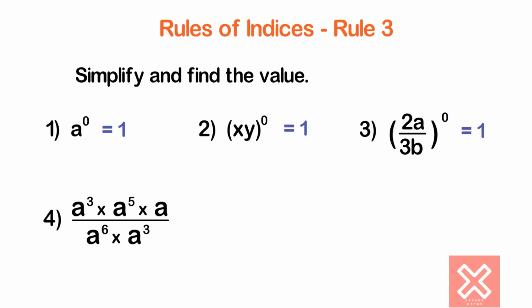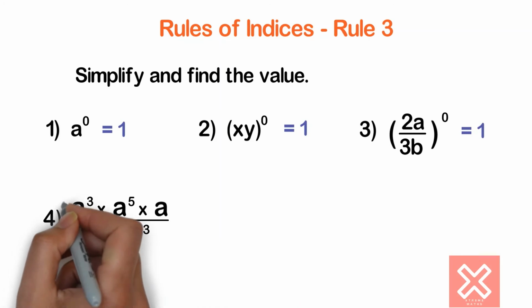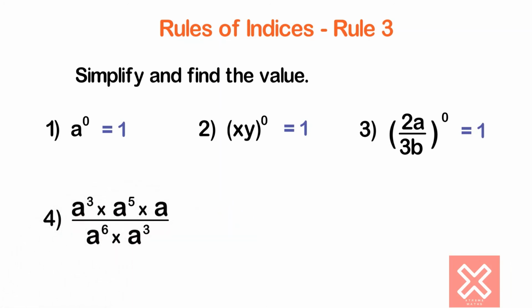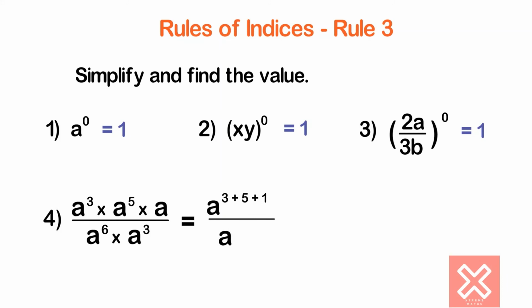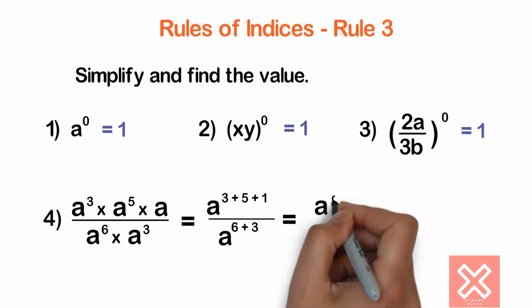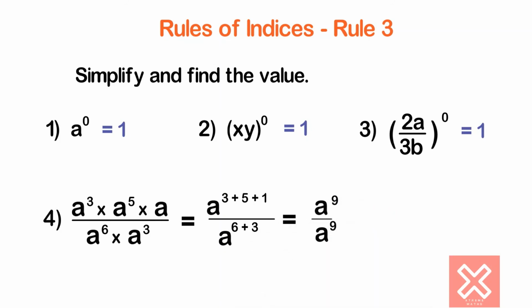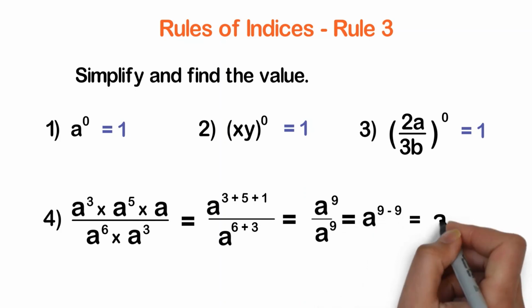Only a simple thing that you have to do here. Now here separately apply indices rule 1 over the line and below the line. Bases are the same. a to the power 3 plus 5 plus 1. Below the line also bases are the same. a to the power 6 plus 3. a to the power 9 over the line. a to the power 9 below the line. So now you can apply indices rule 2, the division rule. a to the power 9 minus 9, a to the power 0.